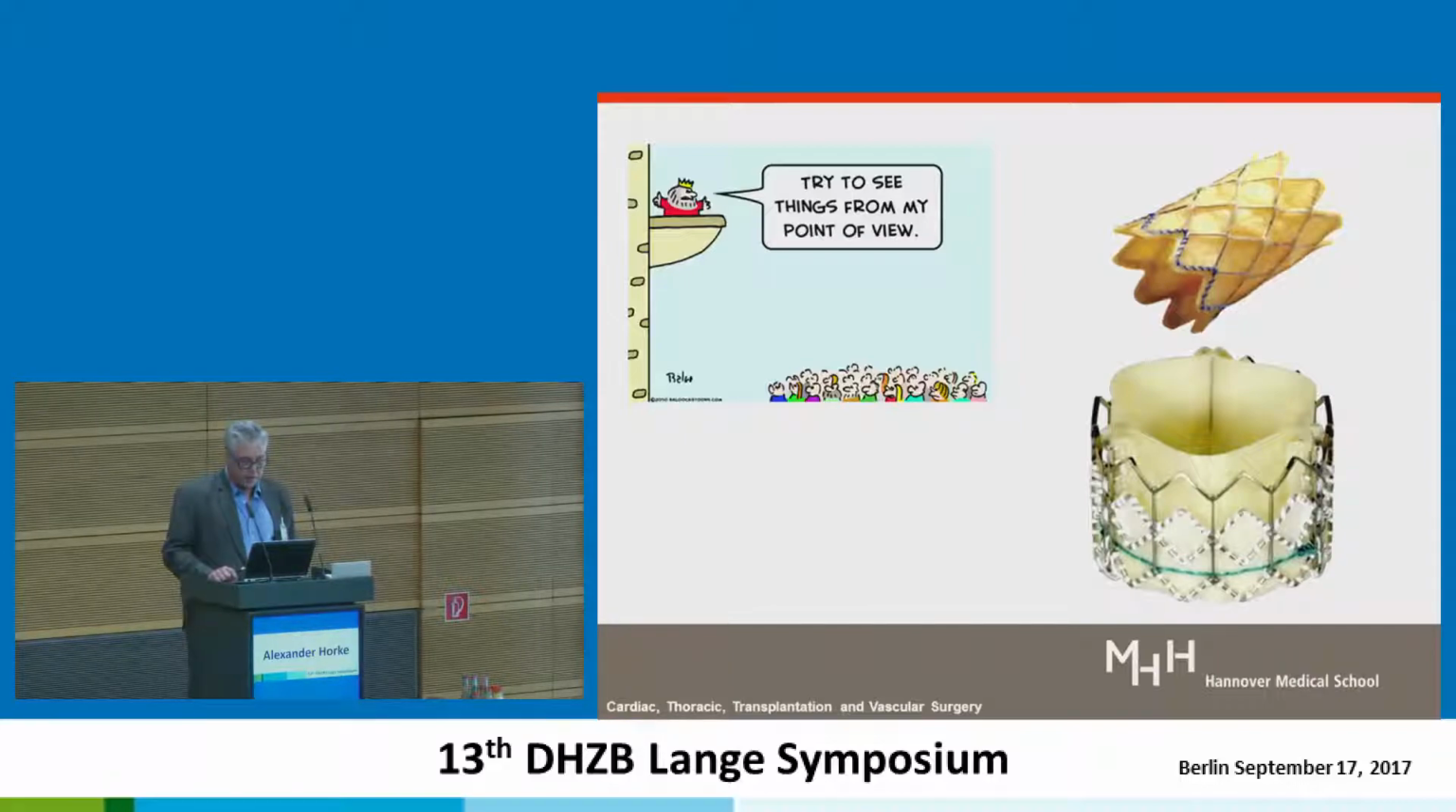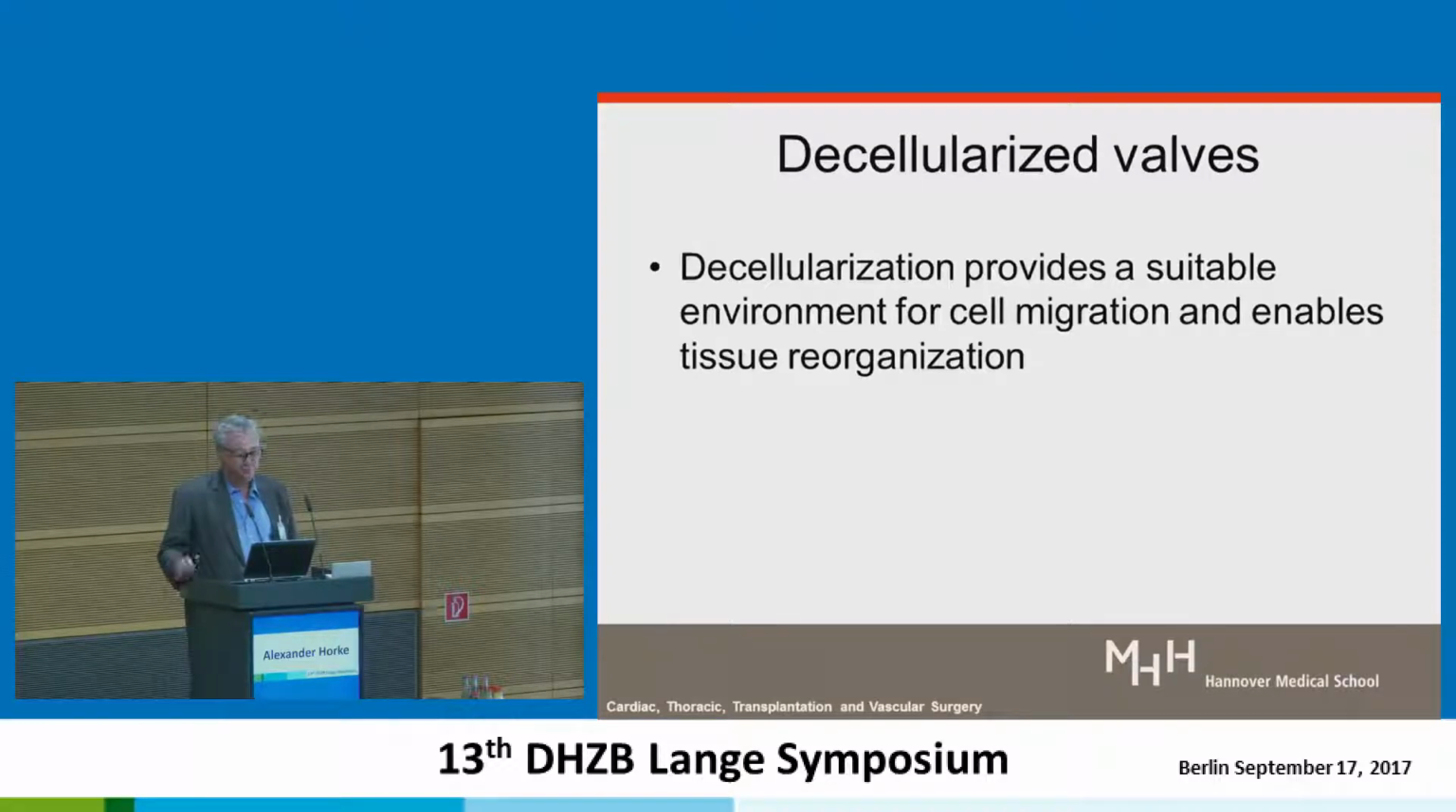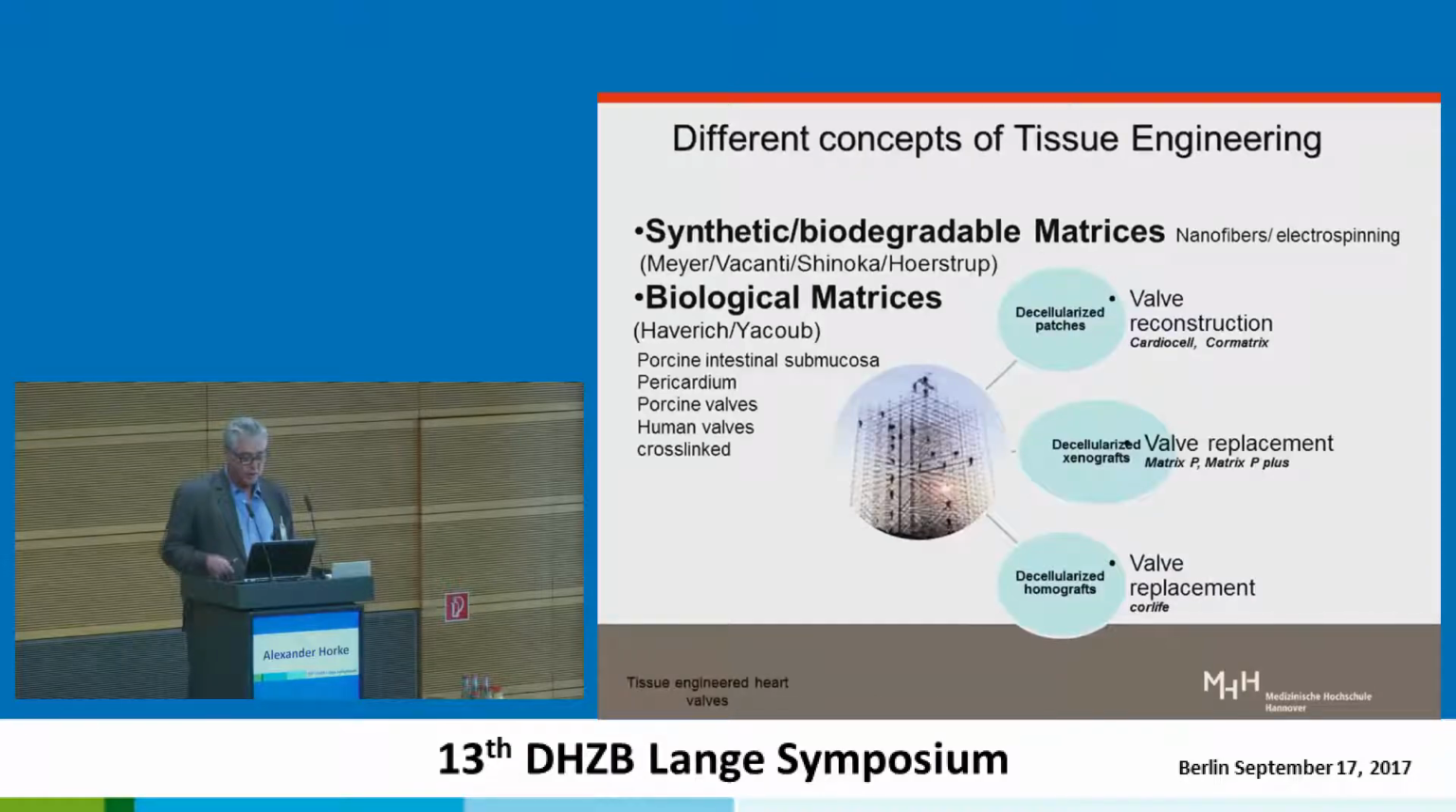But maybe it is possible to avoid reoperation. And you have seen the Harden criteria, and the question is: is it possible to create a living pulmonary valve to avoid reoperation? Decellularized valves provide a suitable environment for cell migration and enable the tissue reorganization that is necessary for this idea. And I think that this is possible.